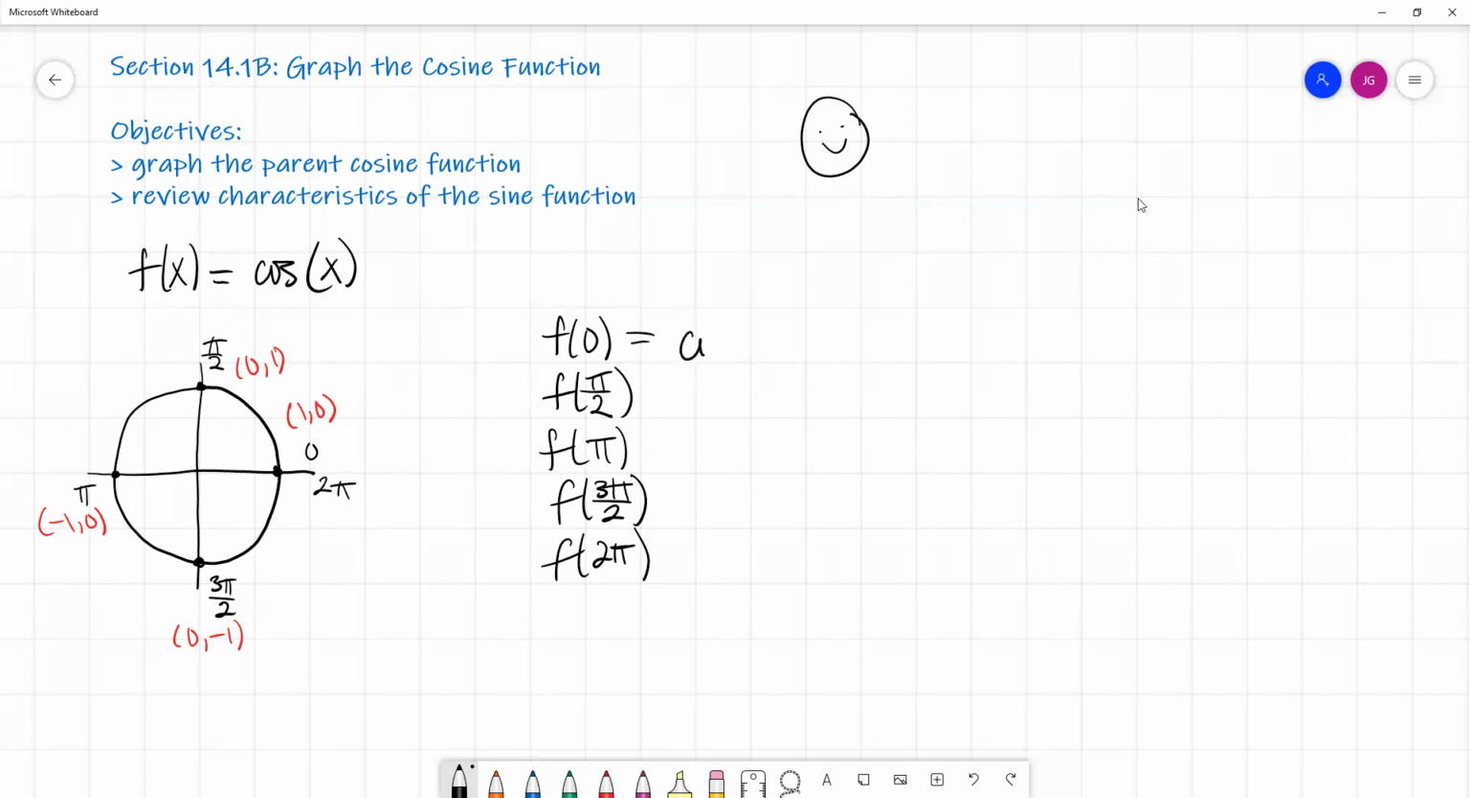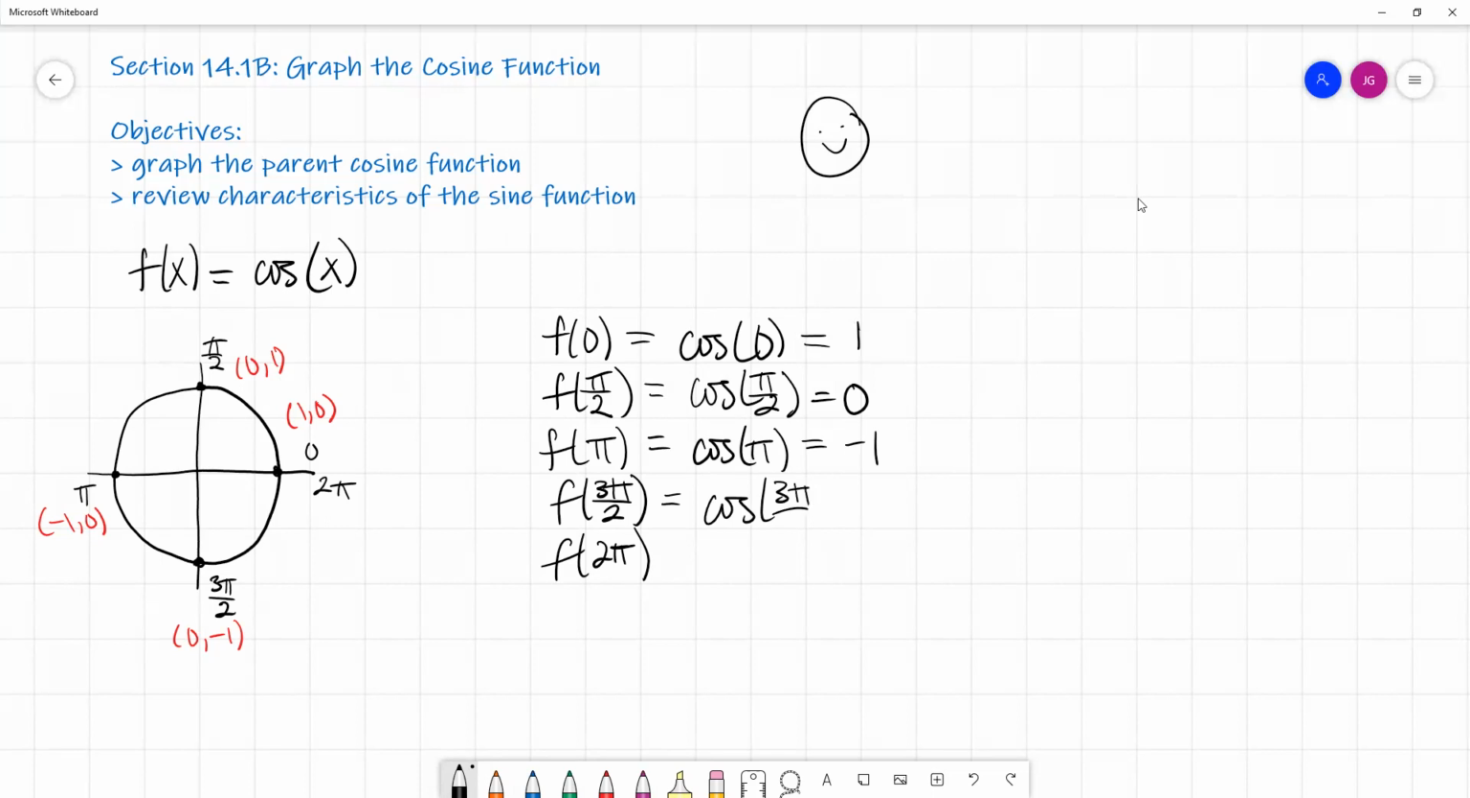So f of 0, that's going to be cosine of 0. Cosine of 0, it's all the x values, right? So in this case, we're going to actually start off with 1. Okay, if you remember sine started with the y value of 0. Cosine of pi over 2, that is 0. Okay, and then cosine of pi, that is chilling over here at negative 1. Cosine of 3 pi over 2, 0. And then cosine of 2 pi all the way back to 1.